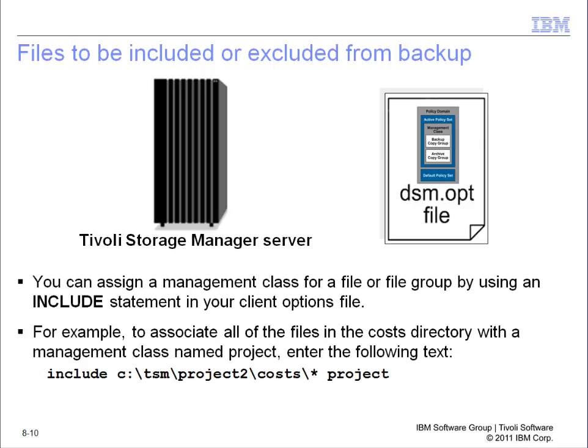So to associate all the files in the cost directory that we saw earlier with a management class, you can use this command in your dsm.opt file. Include the name of the file and followed by the name of the management class. So this is a way you can use include, exclude, and associate it with policy.